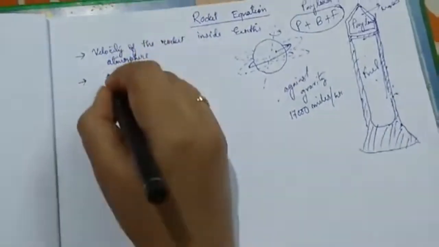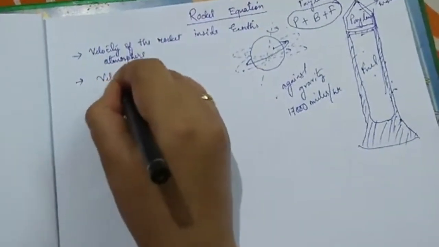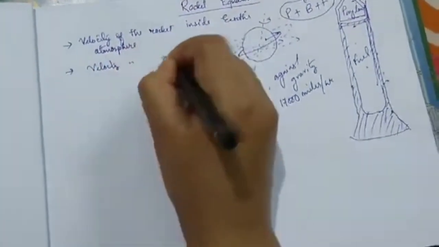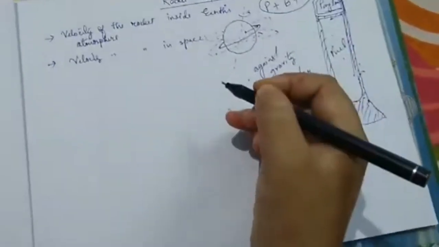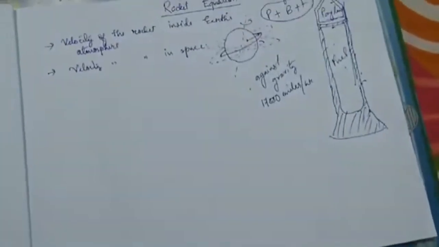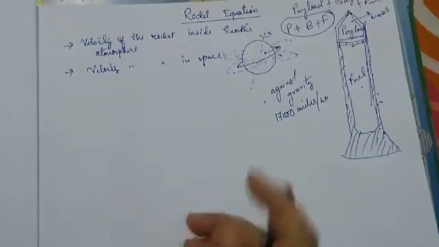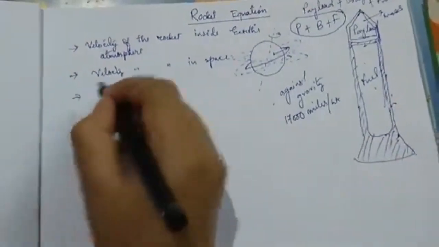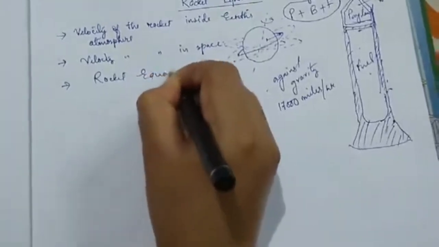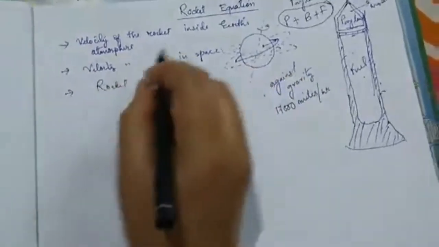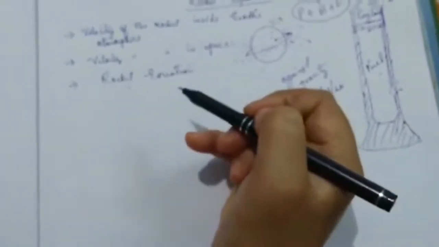Fine. Second, we will derive the velocity of the rocket in space, meaning outside Earth's atmosphere. And at last, we will derive the rocket equation. The rocket equation will need the expressions for both of these. Then we will combine them and find the rocket equation.